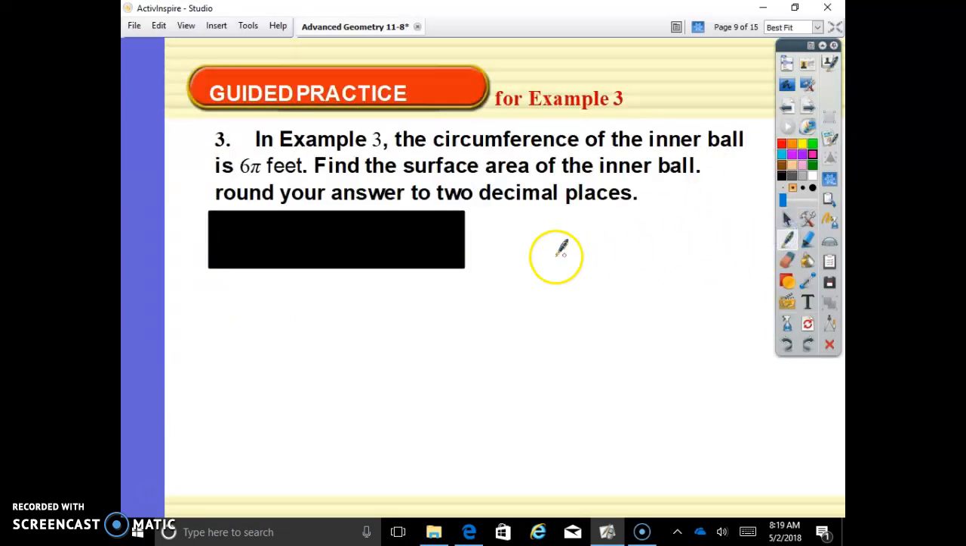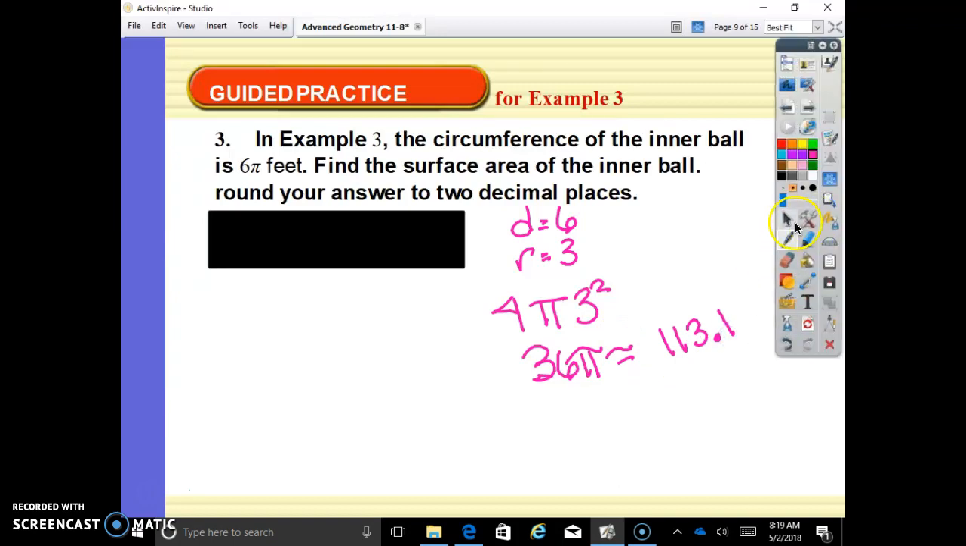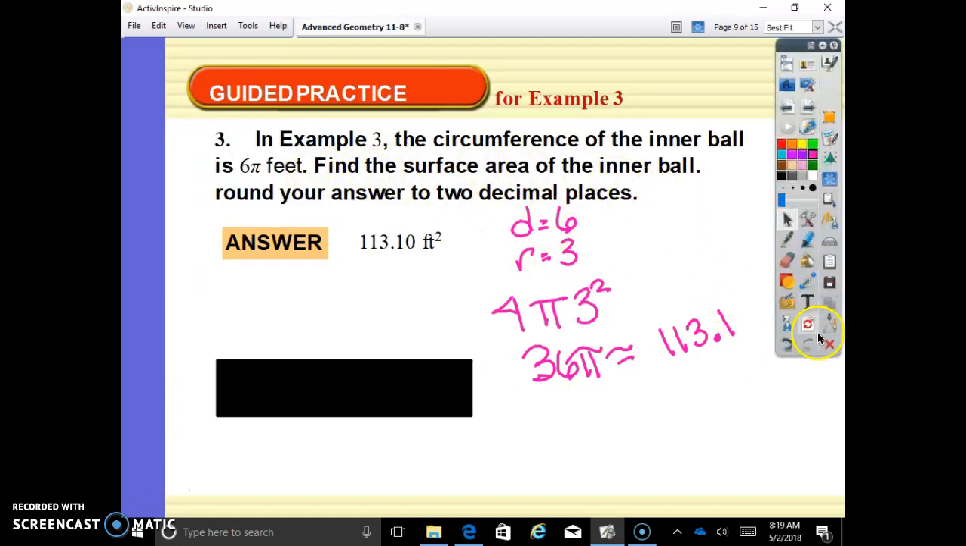In example 3, the circumference of the inner ball is 6 pi feet. Find the surface area of the inner ball. So if the circumference is 6 pi, our diameter is 6, making our radius 3. The surface area is 4 pi r squared. 3 squared is 9. 9 times 4 is 36. So we would have 36 pi, which is approximately 113.1, and this is in feet squared.